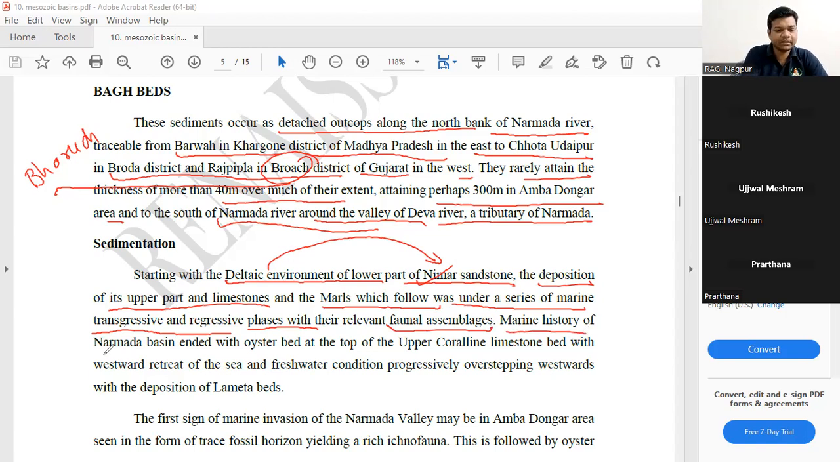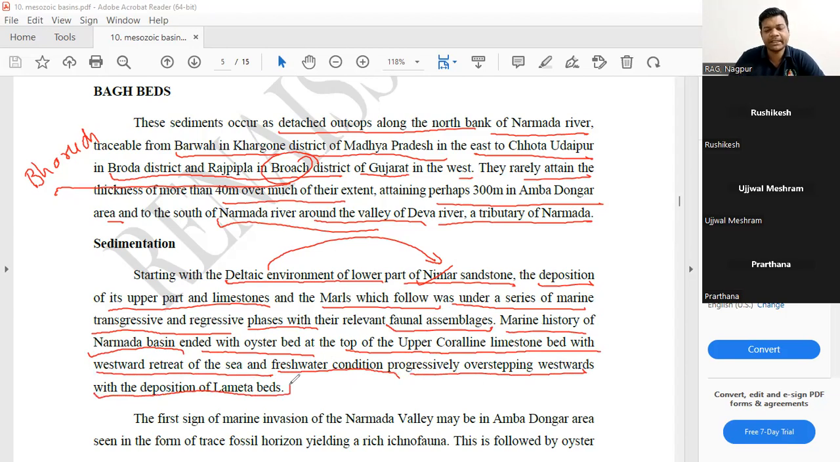The marine history of the Narmada Basin ended with the oyster bed at the top of the upper coralline limestone bed, with westward retreat of the sea and freshwater conditions progressively overstepping westward with the deposition of the Lameta beds. That means when the Bag beds were coming to an end, the deposition of the Lameta beds started, which are freshwater deposits. These Bag beds are the marine deposits of the marine history of the Narmada Basin.